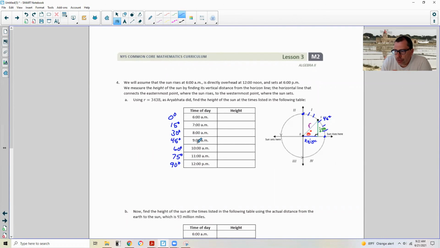So we're going to do the degrees as jya, 15 degrees.